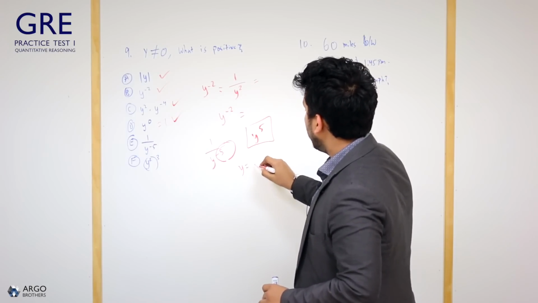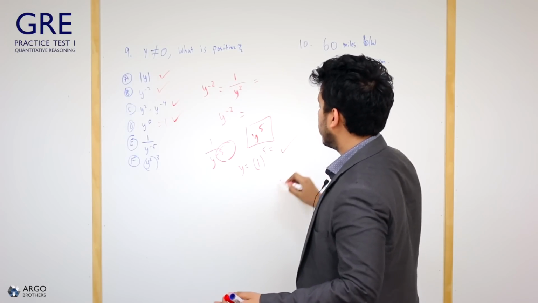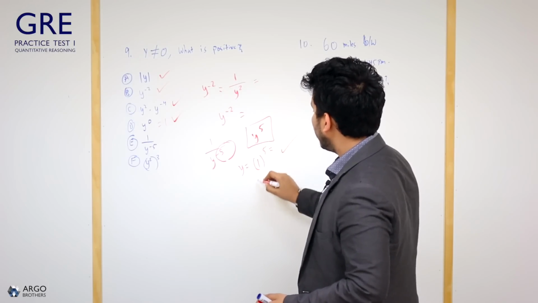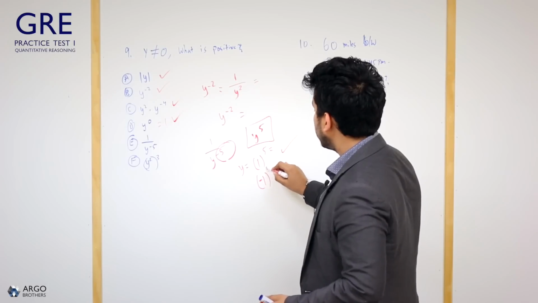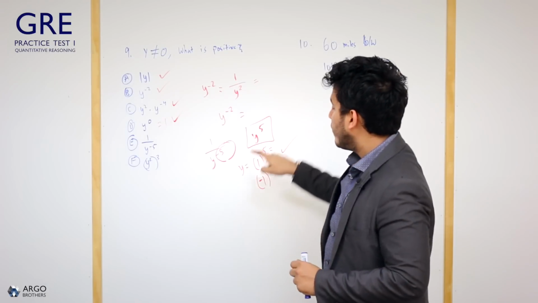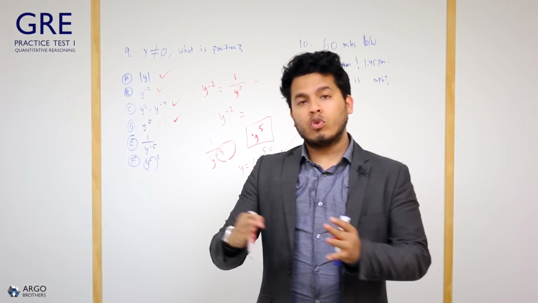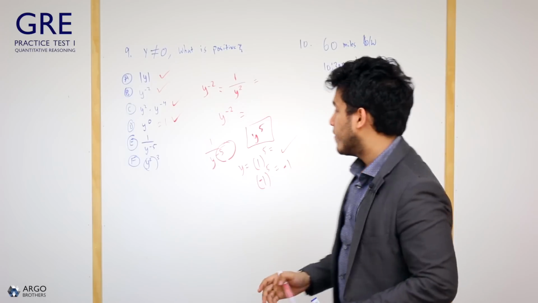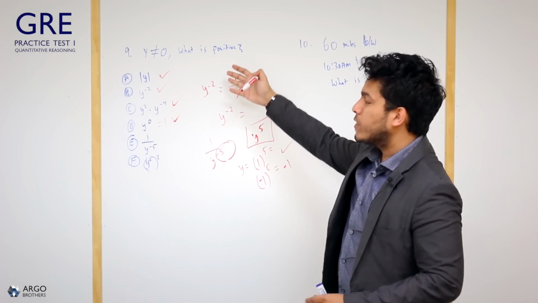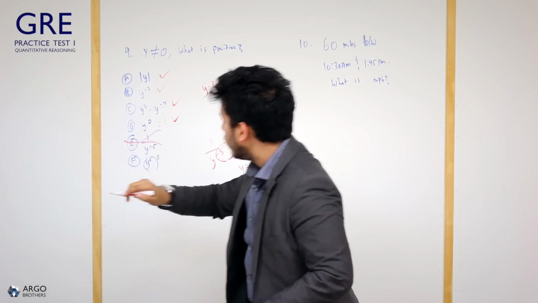If y is 1, well, then 1 to the 5th power is a positive number, which is good. But what if y is negative 1, right? Negative 1 raised to the 5th power is negative 1. Remember, any time you have an odd exponent and a negative base, your result will be a negative number. So in this case, we're not sure if it's positive or negative because it could be either. So answer choice E is not a correct answer.